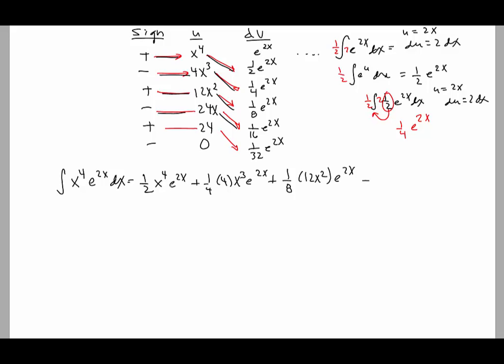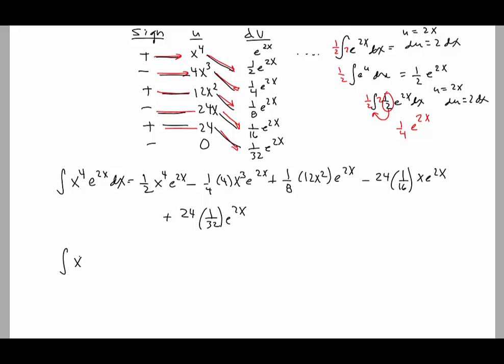Let's double check that. So here I had my positive. This one should have been a negative right here. Positive. Now I'm back to my negative. So this would be 24 times 1/16 x e to the 2x. And then my last one would be a plus 24 times 1/32 e to the 2x.